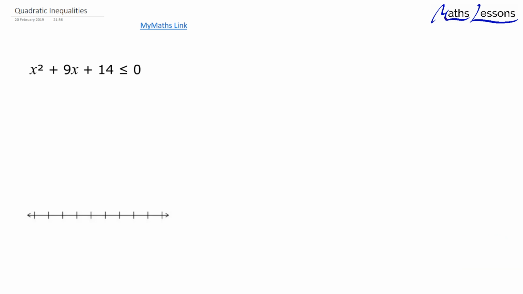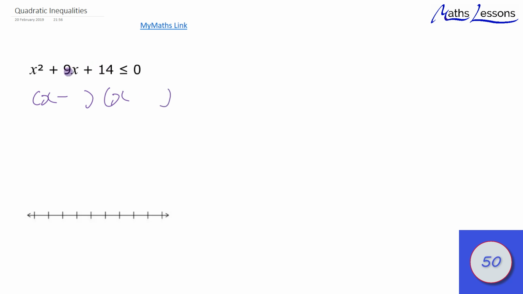Right, if you're getting the hang of these, you should be able to knock these off in about 60 seconds. Let's see if it can be done. So if we're factorising this, we've got 14 and we want to get 9. So 7 and 2, x plus 7, x plus 2. And remember, we're going to look at what that looks like when it's equal to 0.